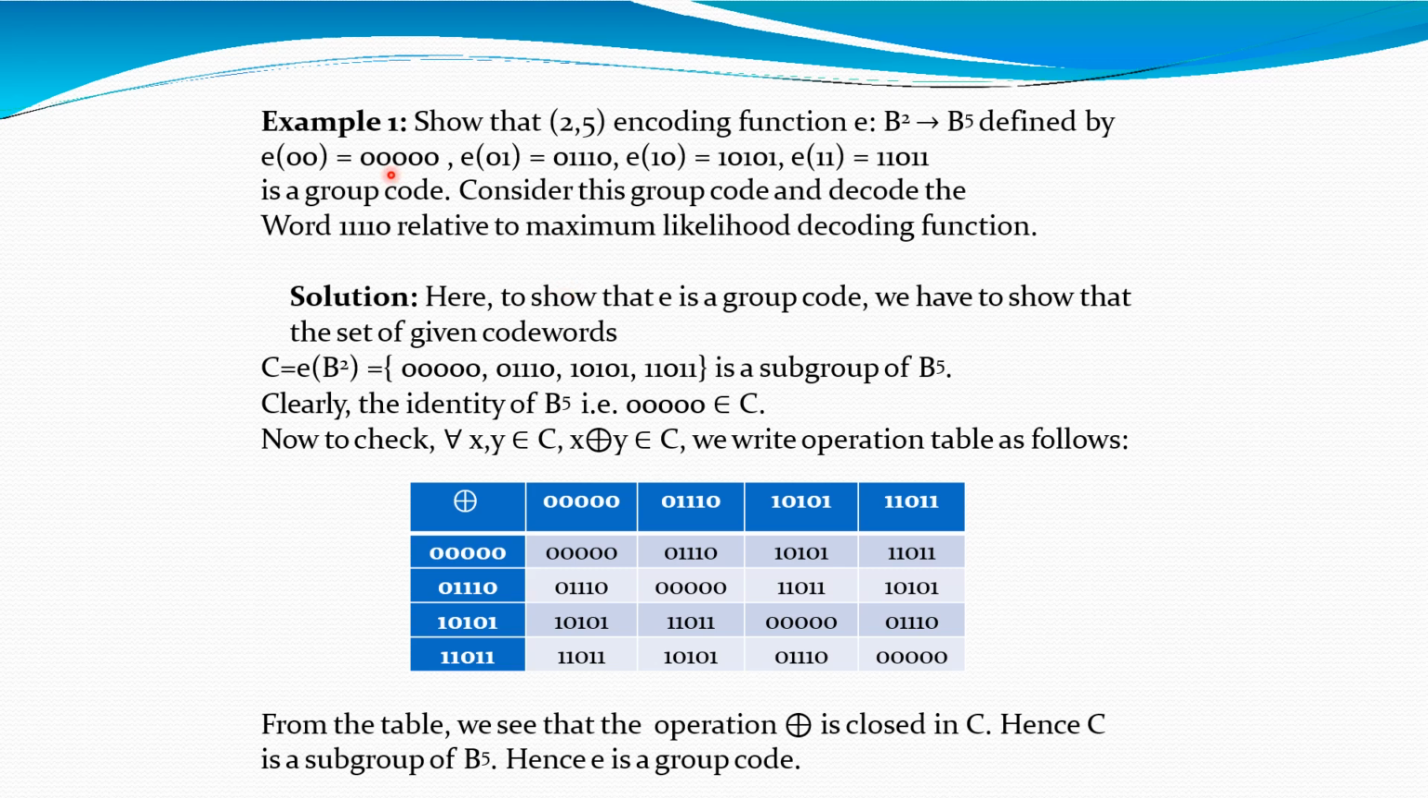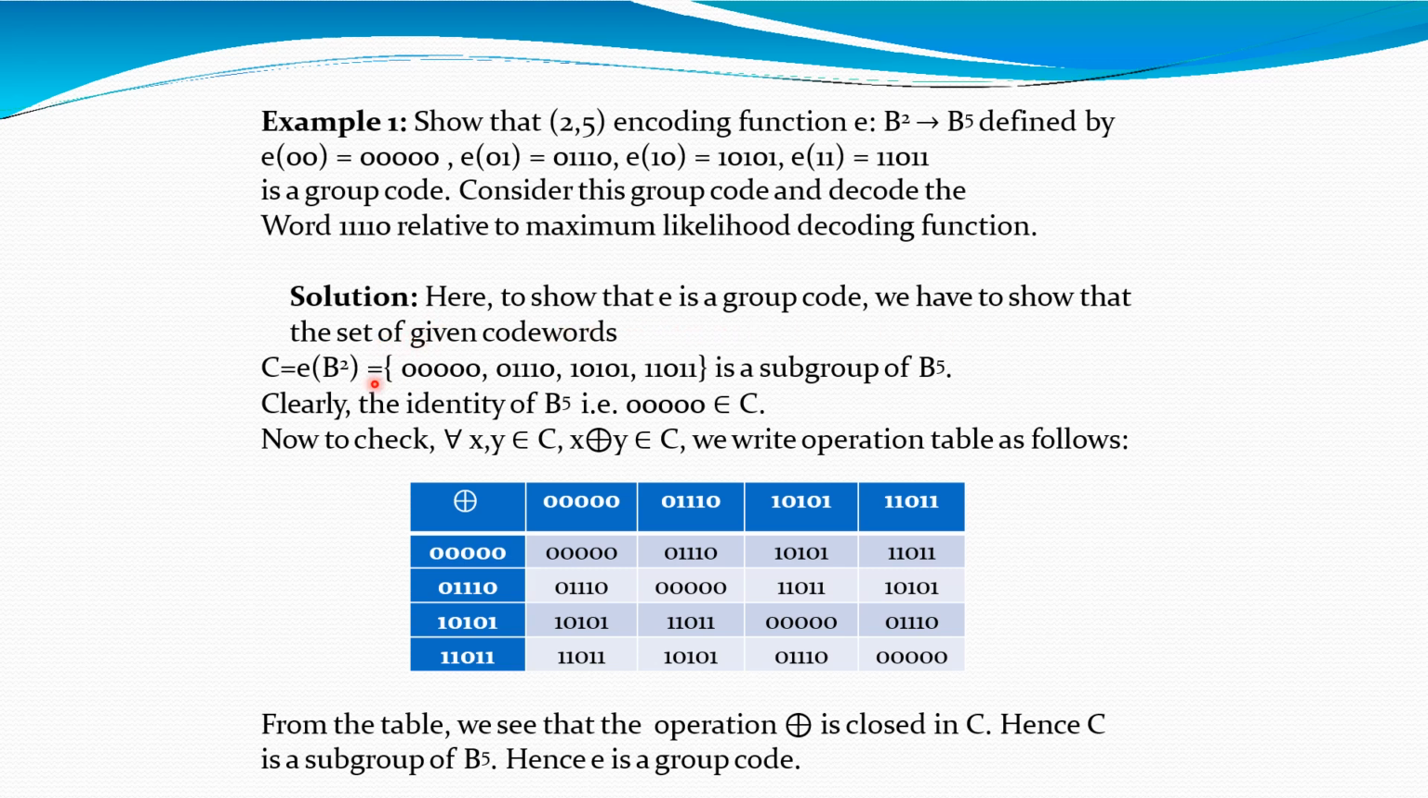Now next example, show that the (2,5) encoding function E from B2 to B5 defined by E(00) is 00000, E(01) is 01110, E(10) is 10101, E(11) is 11011 is a group code. Consider this group code and decode the word 11110 relative to maximum likelihood decoding function. Now first we have to show that E is a group code.